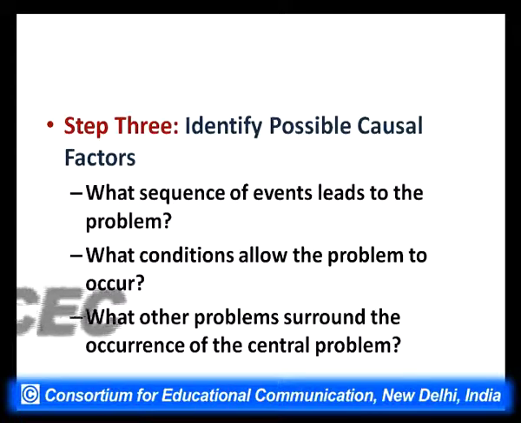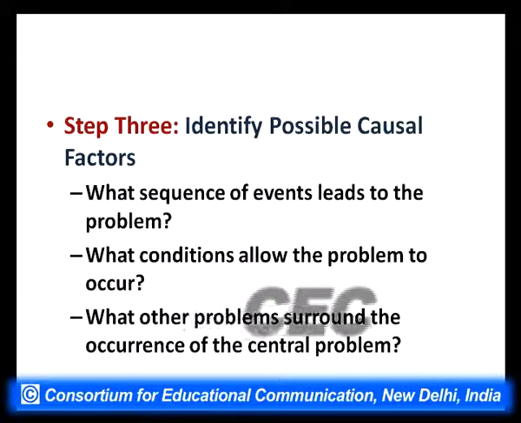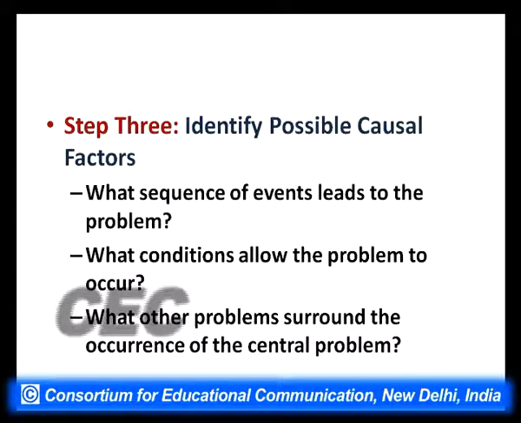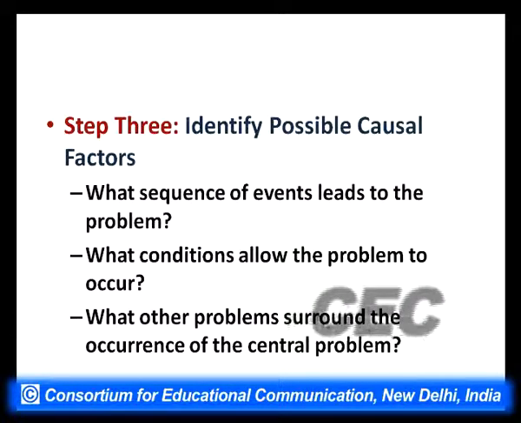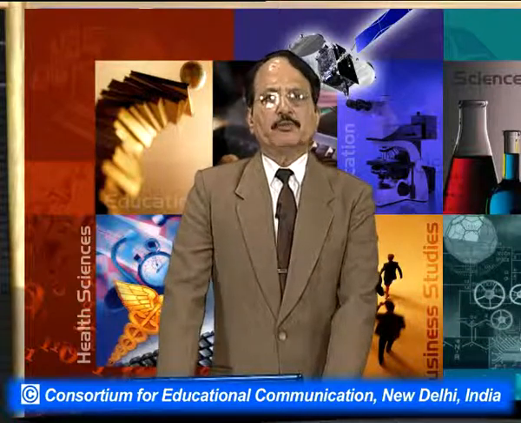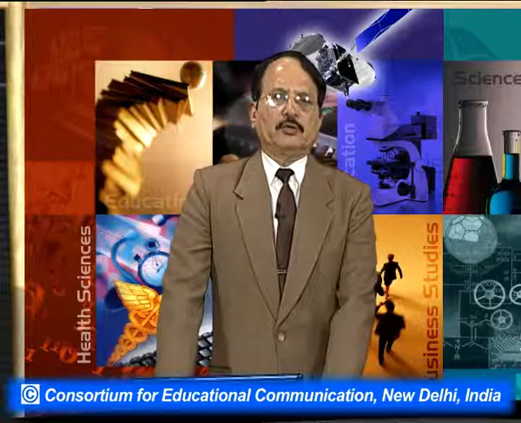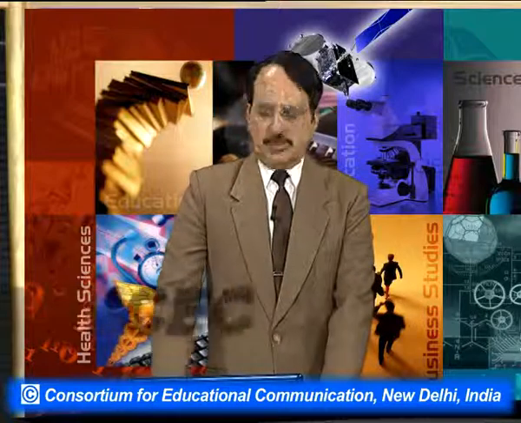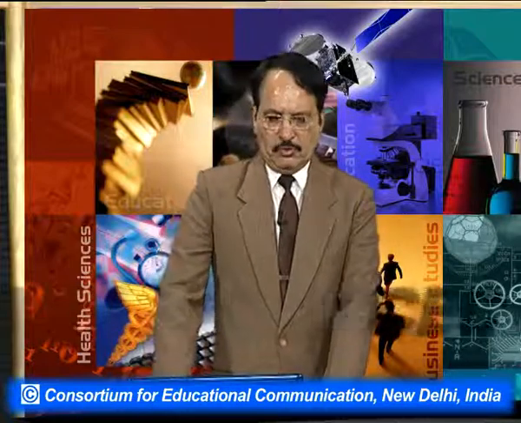Identify possible causal factors. Causal factors are the causes which are giving the problem. What sequence of events leads to the problem? What conditions allow the problem to occur? What other problems surround the occurrence of the central problem? Is there any other problem also which is related to the main problem? That should also be seen and the solution should be found.